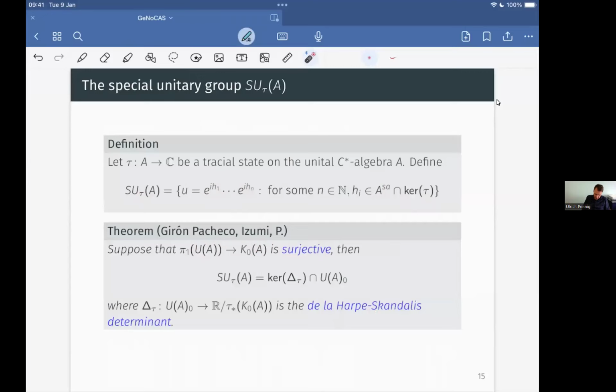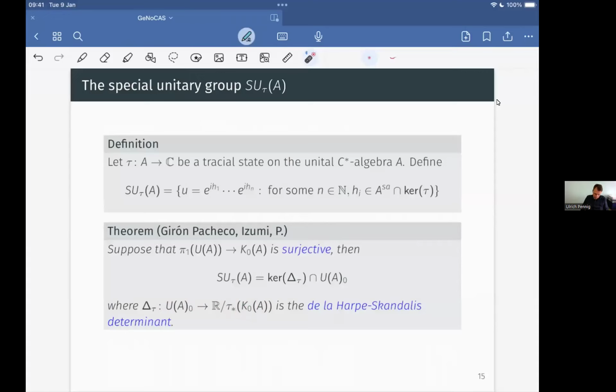That's the de la Harpe–Skandalis determinant from the connected component of the identity of the unitary group to this quotient here. So this is the induced subgroup. This is the induced map by the trace, and that's the subgroup of the reals here. Then you collapse that, and you have the de la Harpe–Skandalis determinant that maps to this, and it's a group homomorphism.